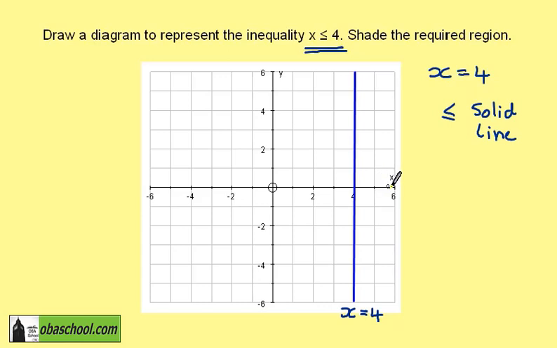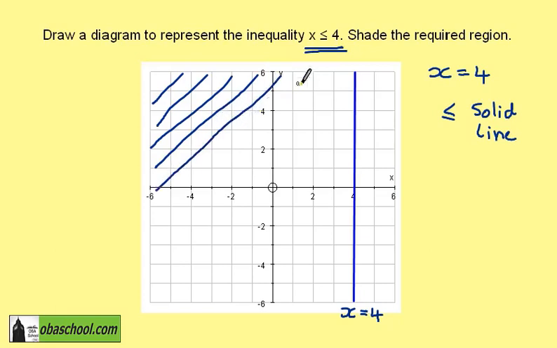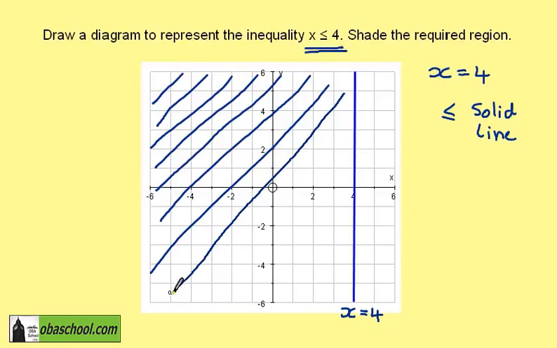If we look to the right of the line, the x values are greater than 4. To the left, the x values are less than 4. So we want the area to the left of the line, and since the line is solid, this shows that we include the value x is 4 as well.